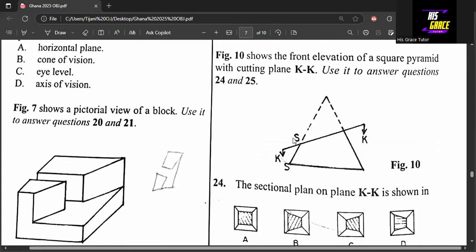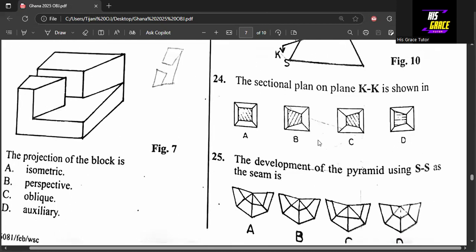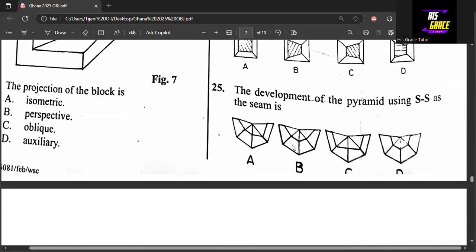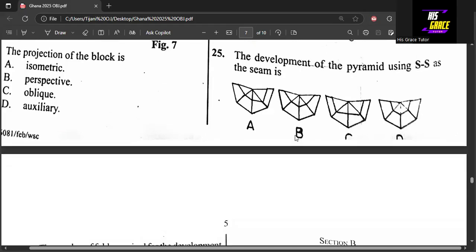So question 24 and 25, we're making use of this diagram. It says that the sectional line on plane KK is shown in option B. That gives us the answer to that. Then question 25, the development of the pyramid using SS as seen is option B. So that is the answer to that question.